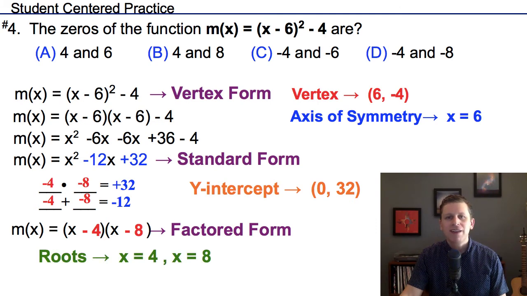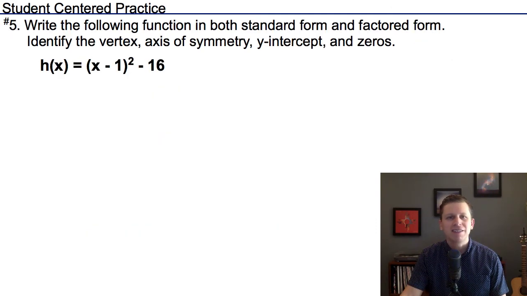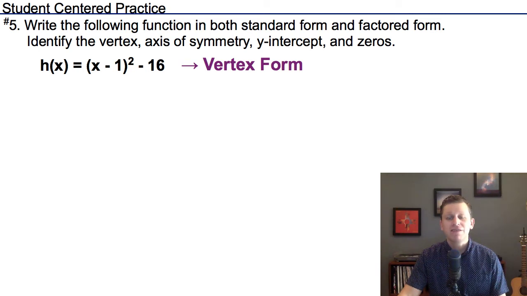Let's try one final example to see if you have the hang of this. In this example, you should write the following function in both standard form and factored form. Then identify the vertex, axis of symmetry, y-intercept, and zeros. First thing that I notice here is that h of x is written in vertex form, so it's going to be very easy for us to find the vertex and the axis of symmetry.